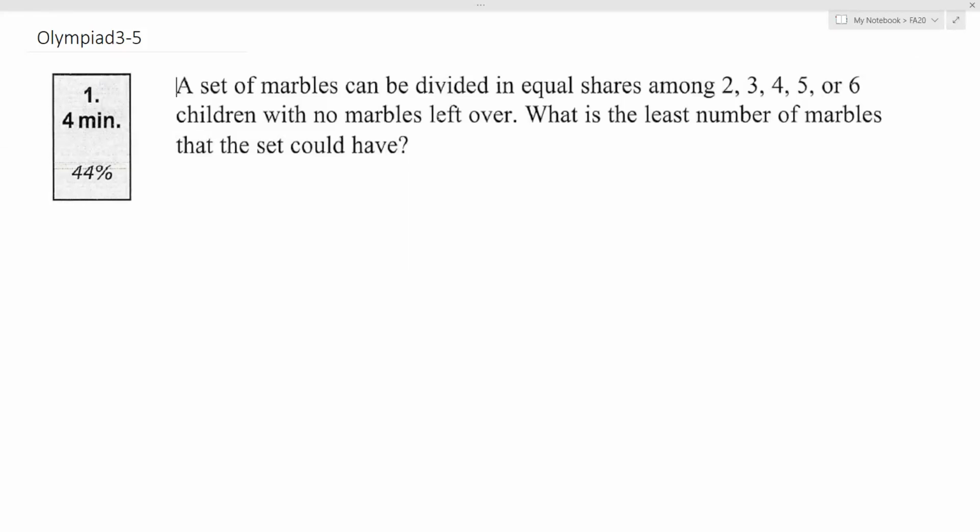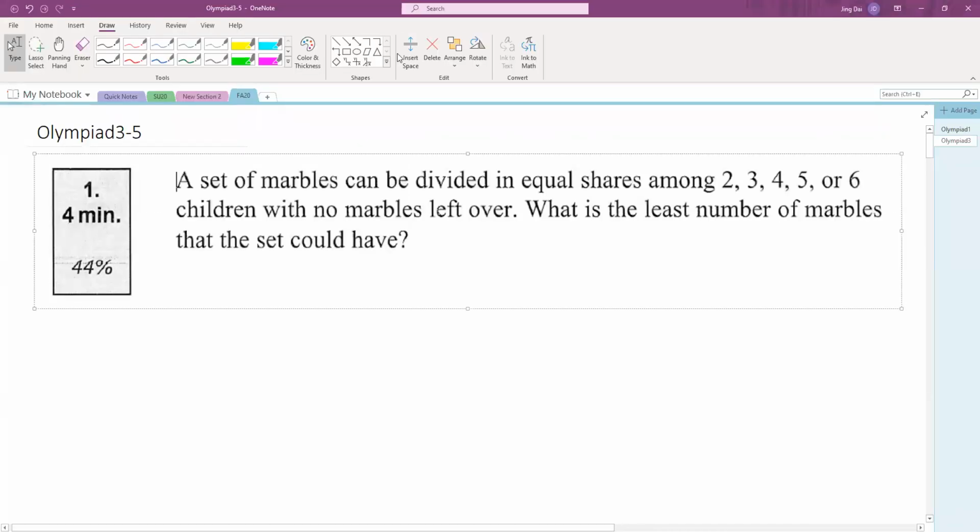So Sophie raised the hand. Let's hear it from Sophie. So we just find the greatest common factor. Sophie, can you read the question first? A set of marbles can be divided in equal shares among 2, 3, 4, 5, or 6 children with no marbles left over. What is the least number of marbles that the set can have?